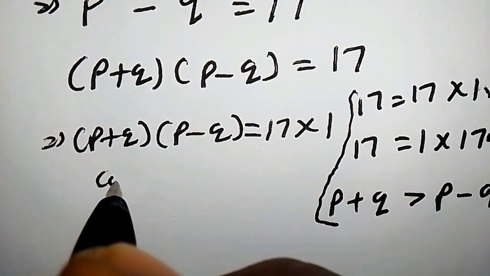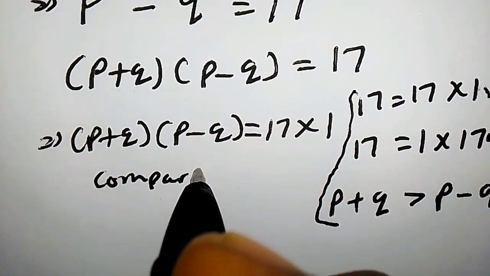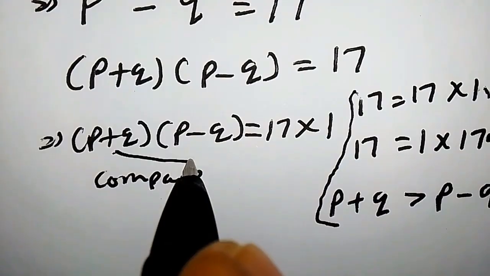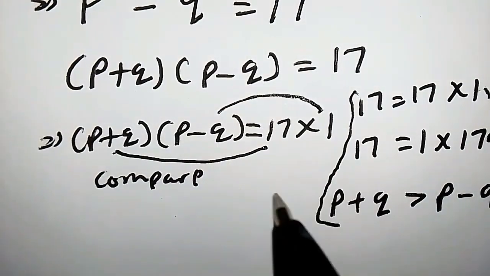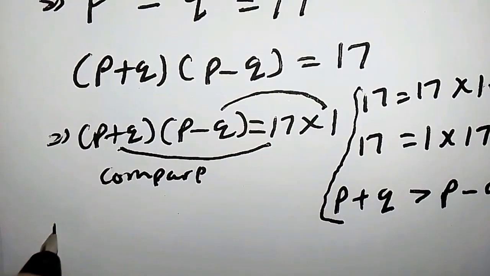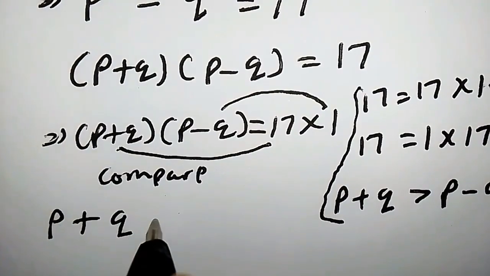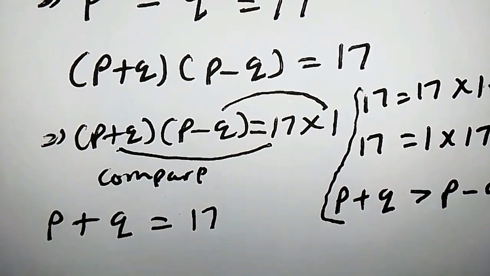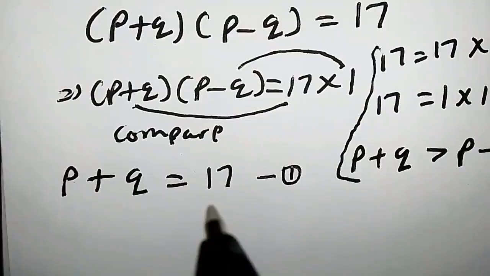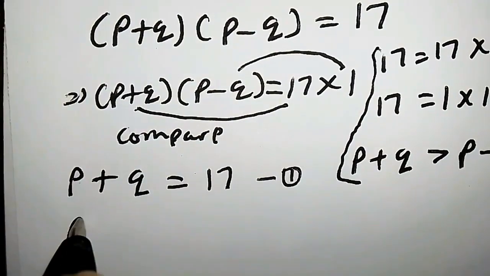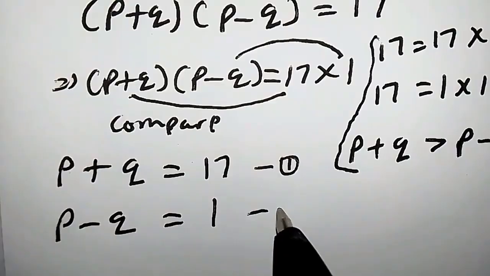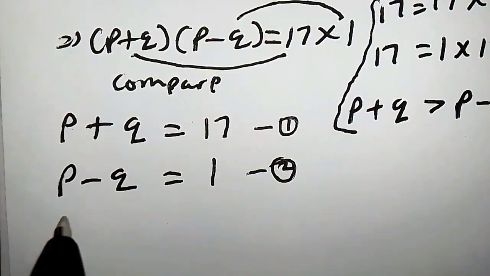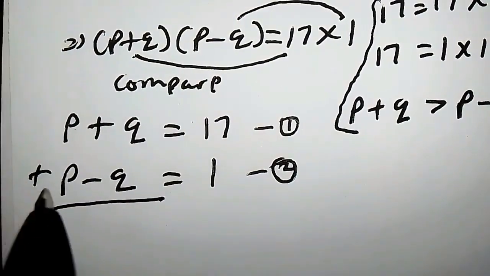By comparing, p plus q will be equal to 17 and p minus q is equal to 1. So p plus q is equal to 17. This is the first equation. The second equation is p minus q equal to 1. Equation 2.